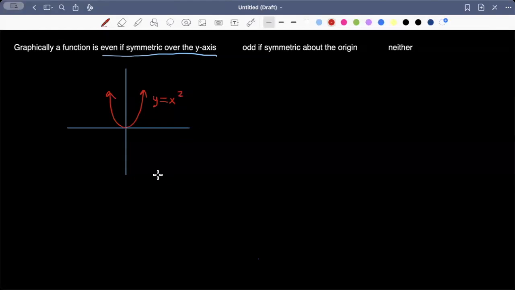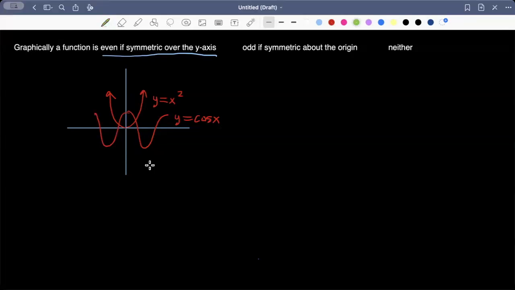We could also look at some trig functions that are considered even. The most common even function in trigonometry is y equals cosine x. Here is the main period of cosine. It looks like a cup. And if I were to sketch another period on the left side of the y-axis, it would be identical. So cosine is said to be an even function.